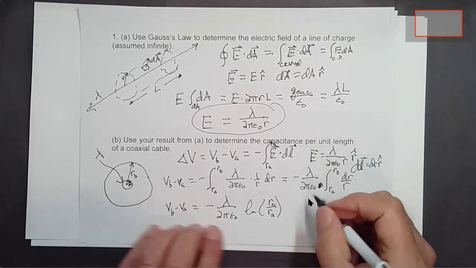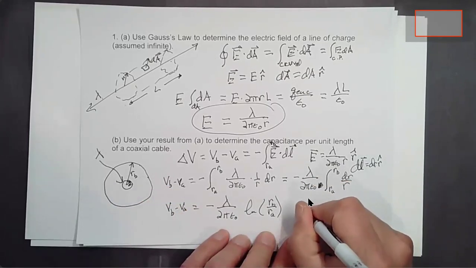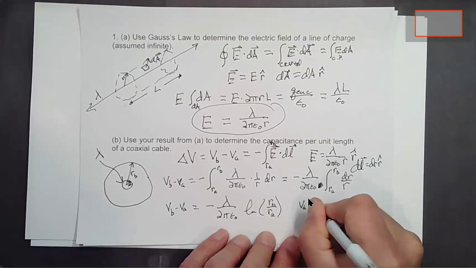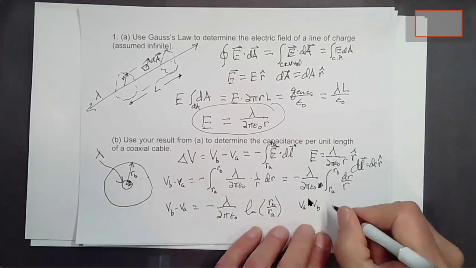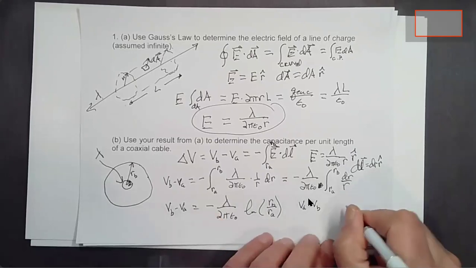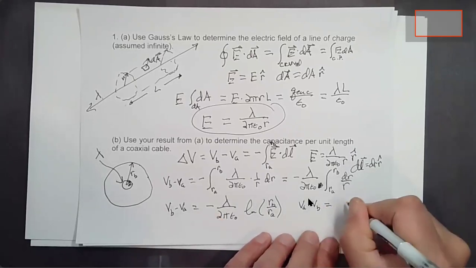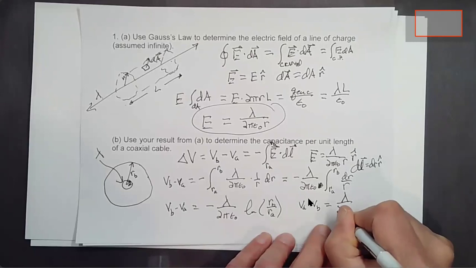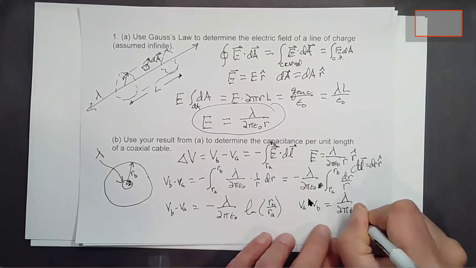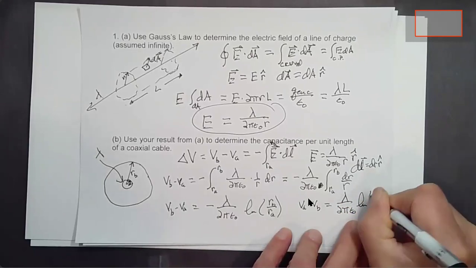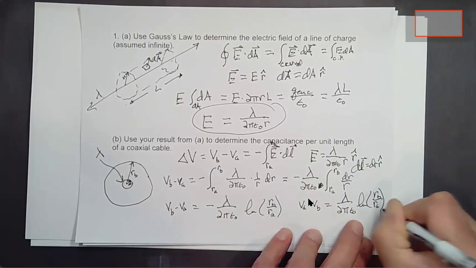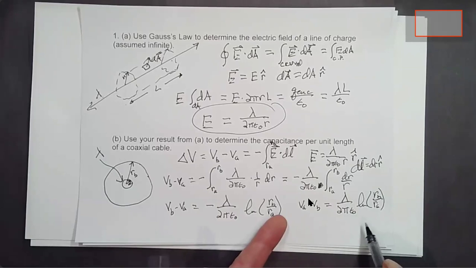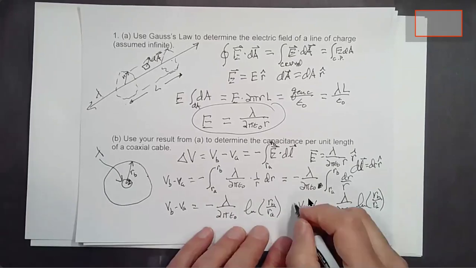And I haven't gotten to the capacitance part. If I'm interested in V_a minus V_b, which if I was hooking up a voltmeter, that's probably what I'd measure, it's just going to be the opposite of this. So lambda over 2 pi epsilon naught natural log of r_b over r_a. So that's the potential difference between two parts of a cylindrical capacitor.